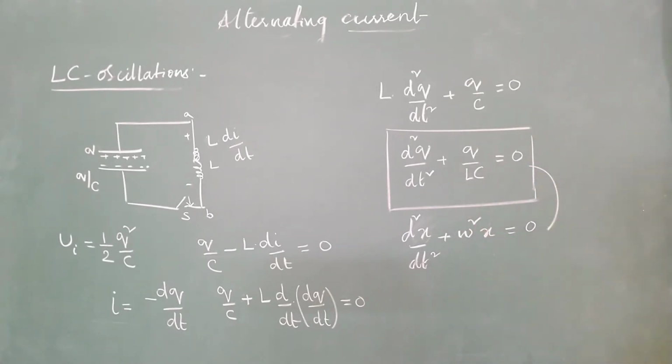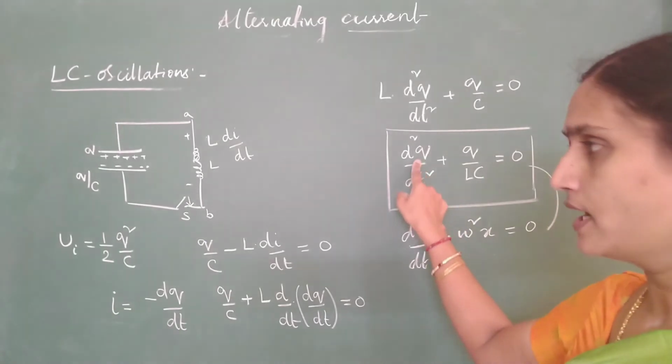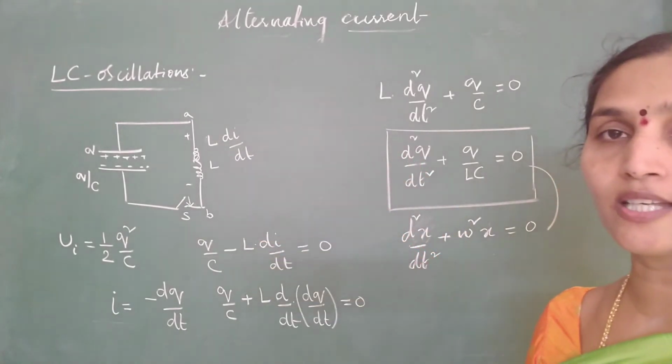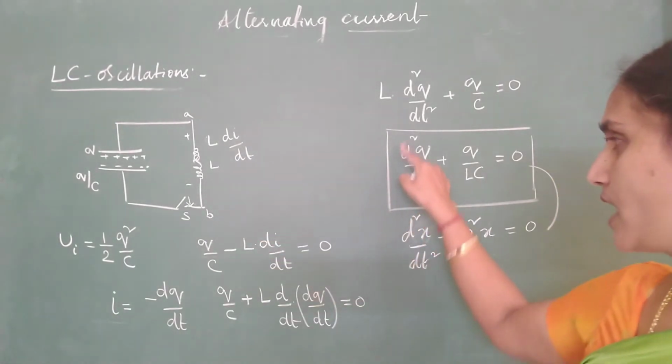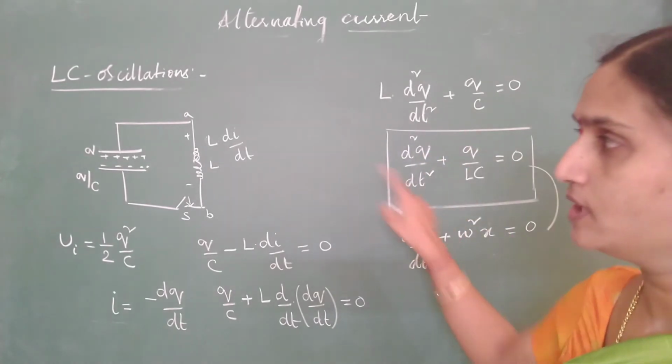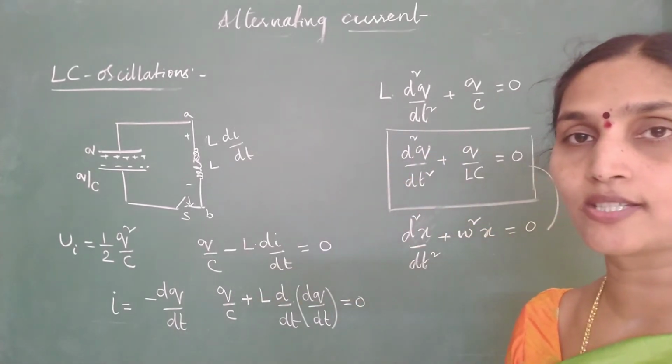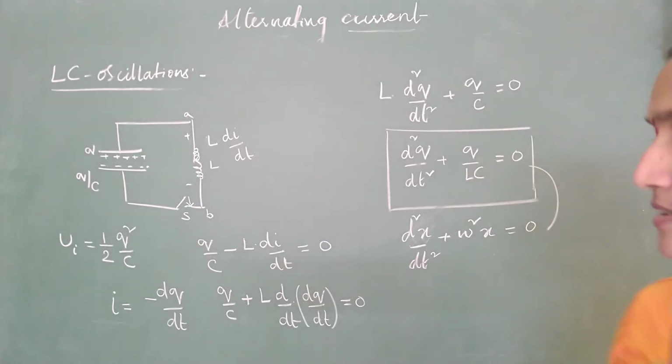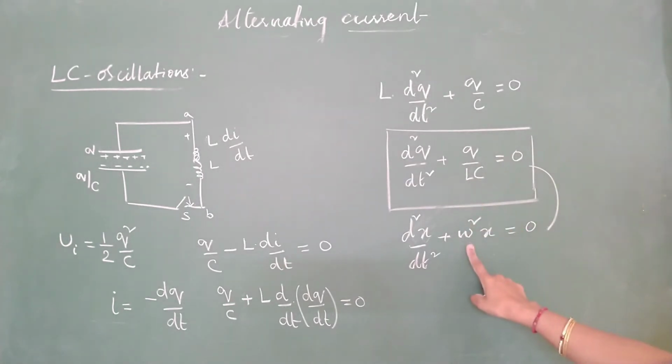Compare the two relations. It's a second order differential equation in x, second order differential equation in q. Omega square is 1 by LC. X is replaced with q. So by comparing these two relations, we can say that charge in the circuit is going to oscillate with time. Since charge is oscillating with time, we call such oscillations as what oscillations? LC oscillations.